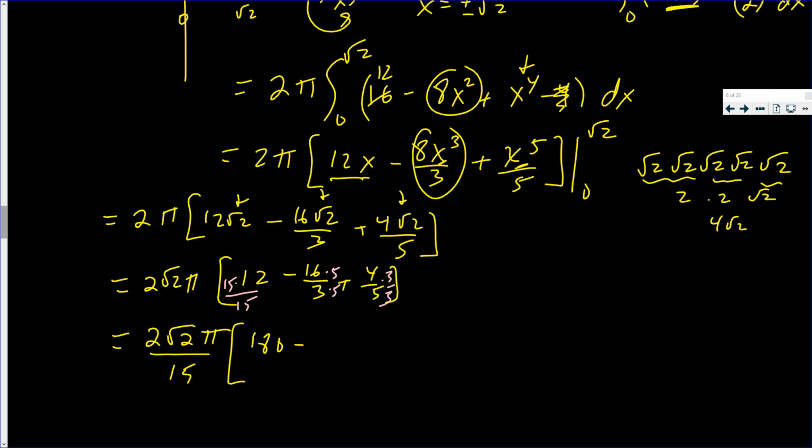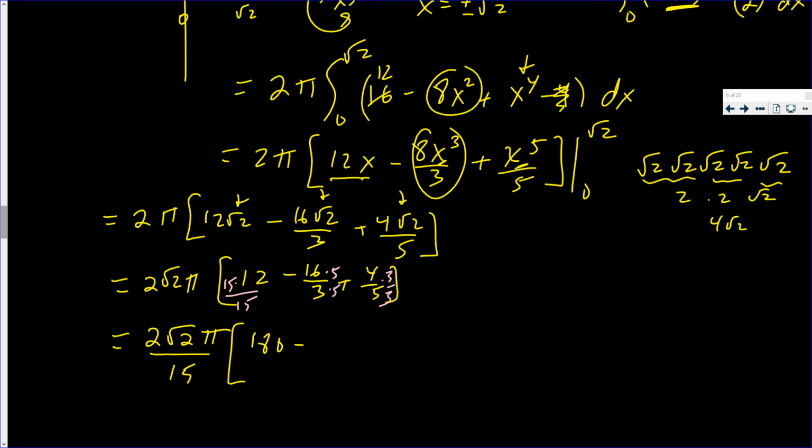12 times 15 is 180. Minus 16 times 5 is 80. But if you don't know that, 5 times 10 is 50. Plus 30 more, that's 80. And then 3 times 4 is 12. So we have 2 radical 2 pi over 15. 180 minus 80 is 100. Plus 12 is 112.